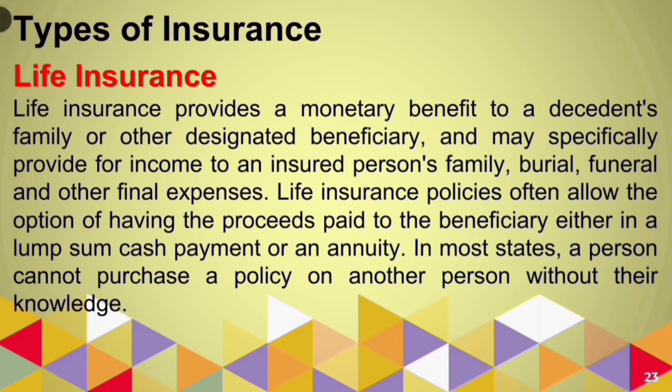Types of insurance. Life insurance. Life insurance provides a monetary benefit to a decedent's family or other designated beneficiaries and may specifically provide for income to an insured person's family, burial, funeral, and other final expenses. Life insurance policies often allow the option of having the proceeds paid to the beneficiary either in a lump sum cash payment or an annuity. In most states, a person cannot purchase a policy on another person without their knowledge.